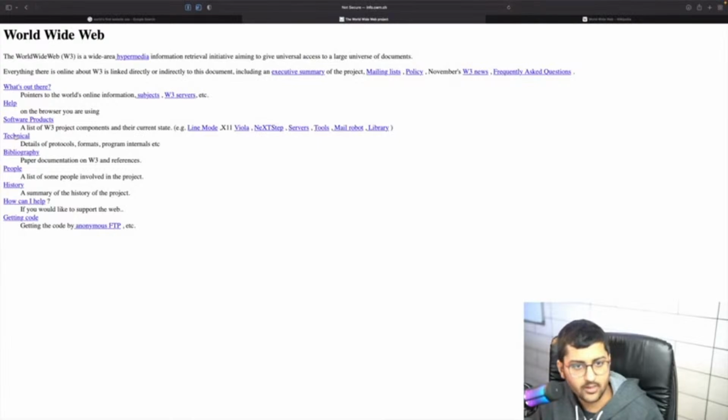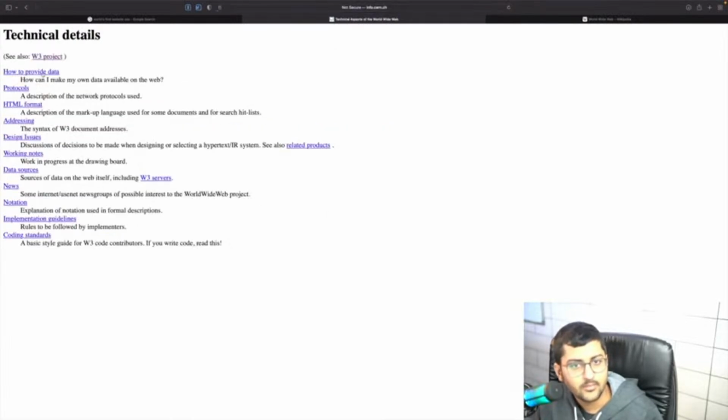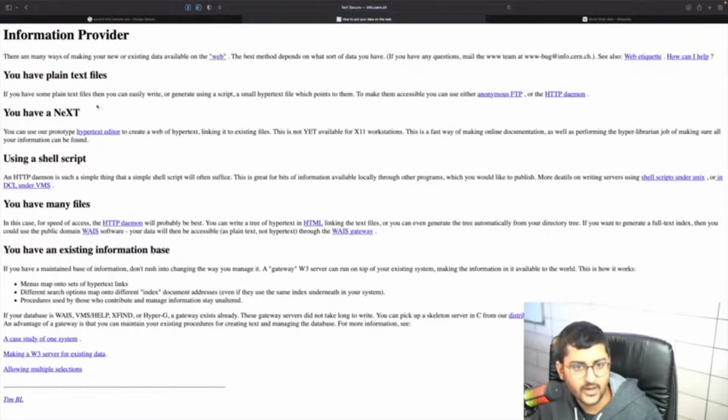If I click on technical, how to provide data. You have plain text files, you have shell scripts and things like that. You just have to make a server. We all know we'll be learning how to make servers and everything.